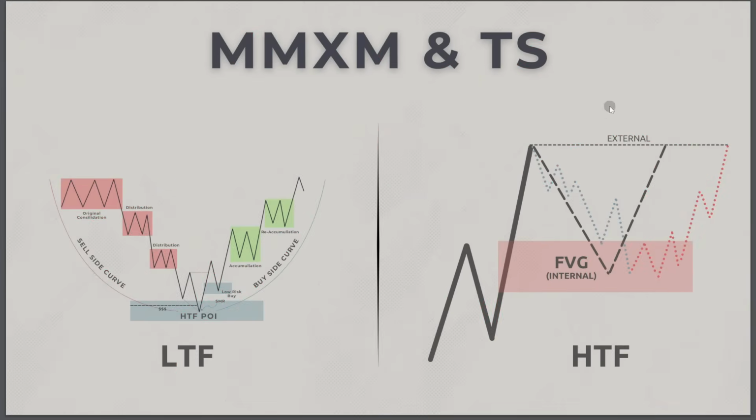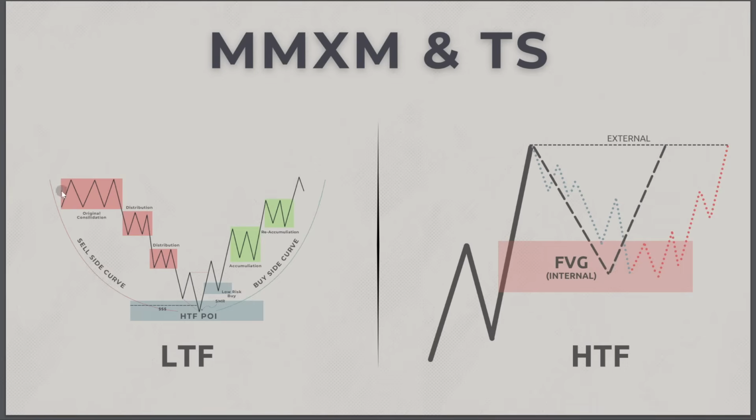Now, before going into the continuation, we have to understand the relationship between market maker's model and turtle soup. In a higher time frame, what is a market maker's model? I'll go over this very quickly. Market maker's model is nothing but price coming from external to internal or internal to external. And we have 2 curves, up and down, or down and up, right? So we have this move from this fair value gap, which is the internal, going up to this external. This is how you see it on the higher time frame.